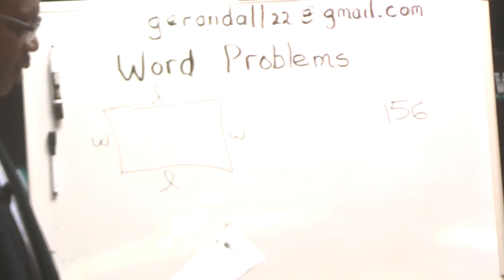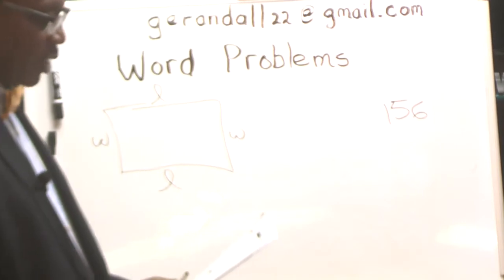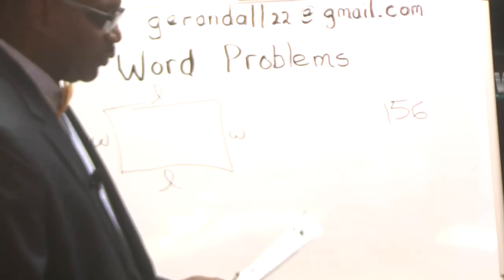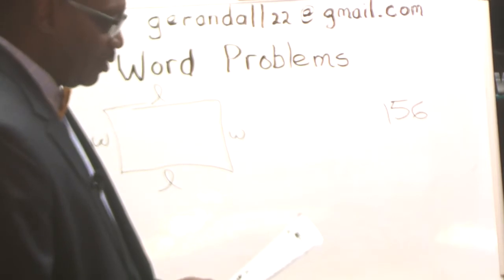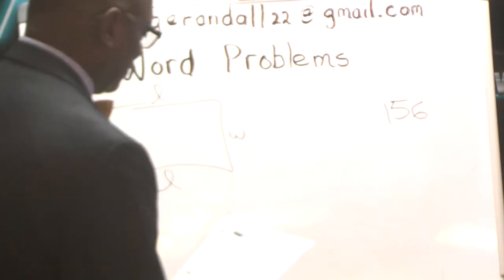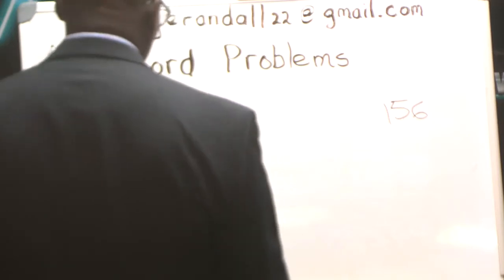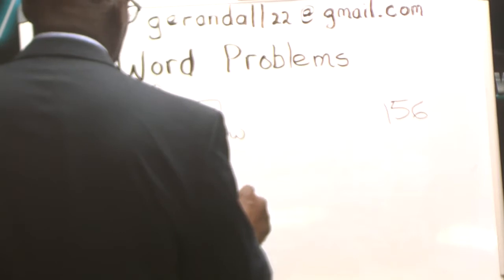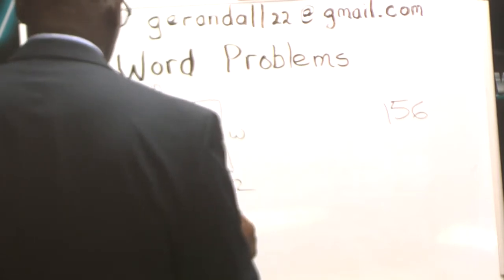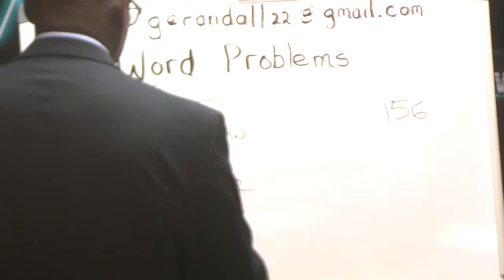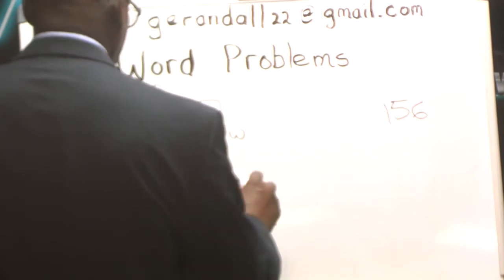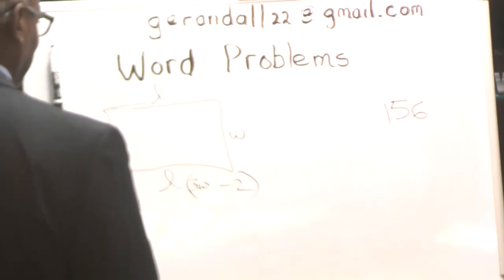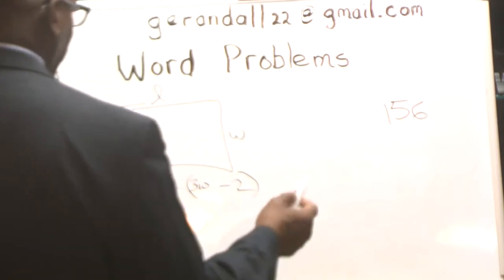If the length of the park is 2 feet less than 3 times the width, what are the dimensions? Okay. The length of the park is what? 2 feet less than 3 times W. That's the length. Okay? So here we go again.